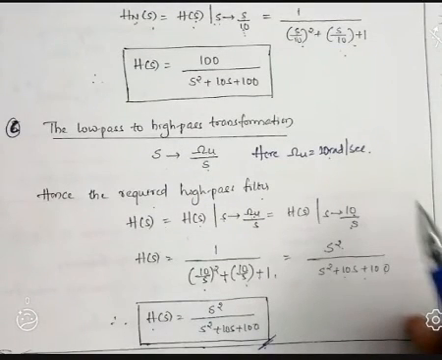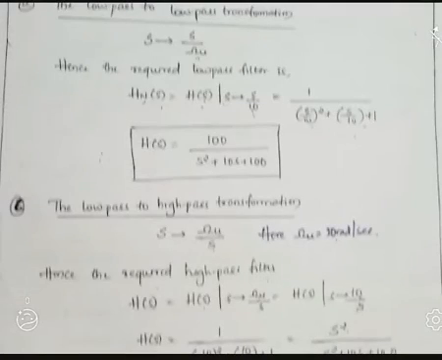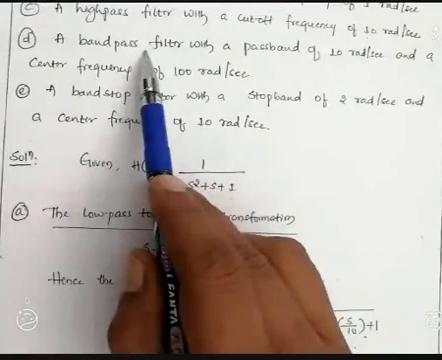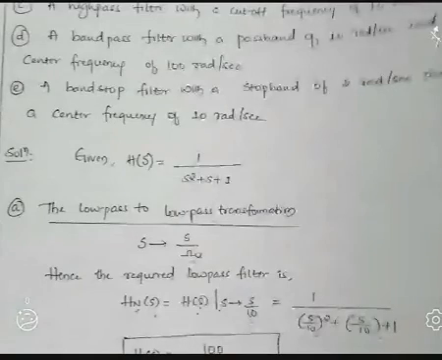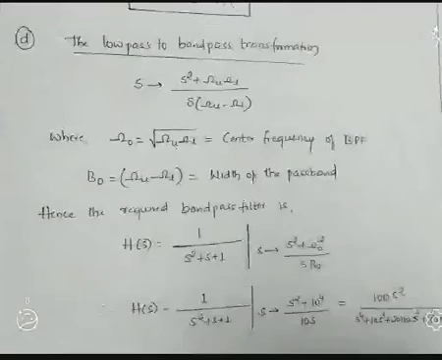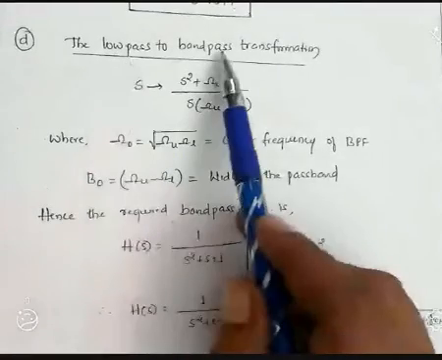Next, the D bit. In the D bit, it is clearly mentioned that we have to transform the normalized low pass filter to a band pass filter. The specifications given are a pass band of 10 radians per second and a center frequency of 100 radians per second. Let us see the fourth bit, D bit: normalized low pass filter to band pass transformation.